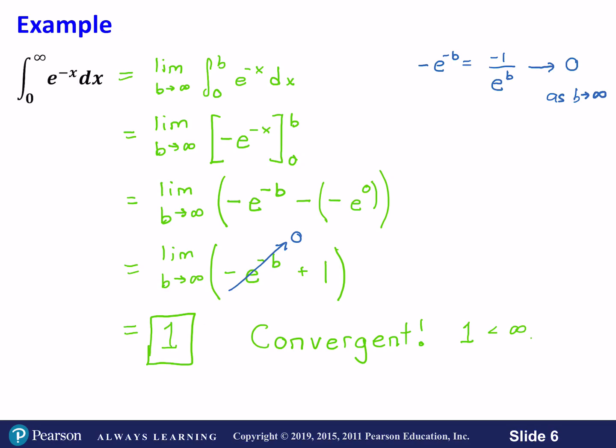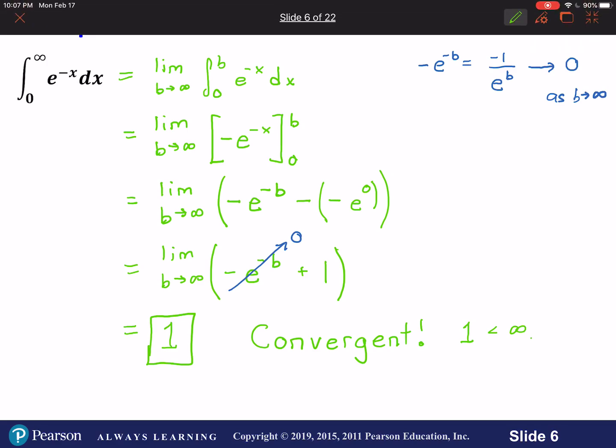So once again, a common notational error on these sorts of problems is that people will plug in infinity. So people will write negative e to the negative infinity plus 1, and this is not good. This is bad notation. Don't plug in infinity.